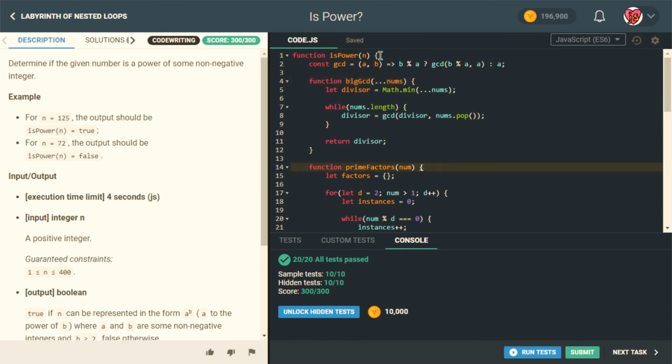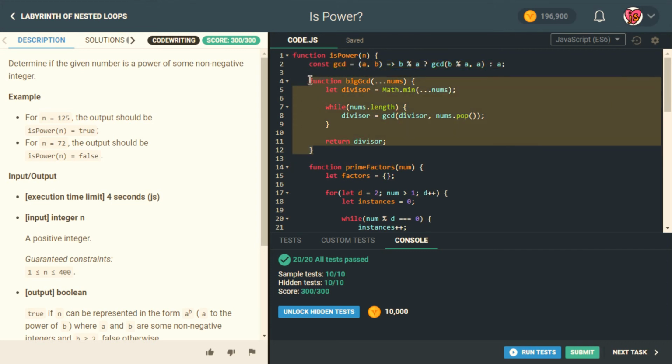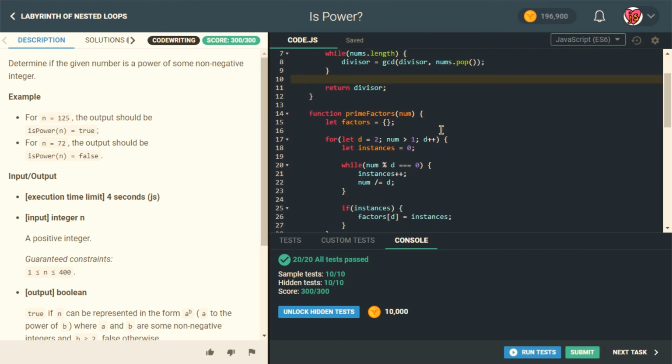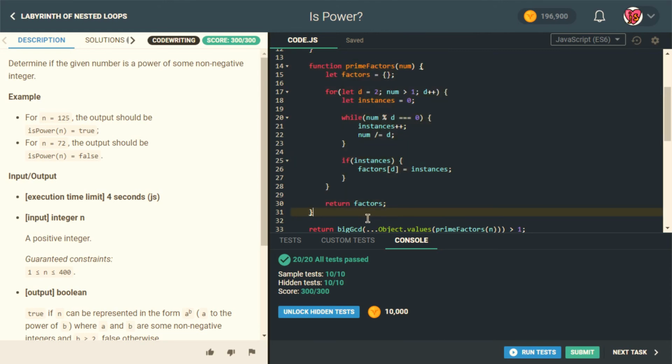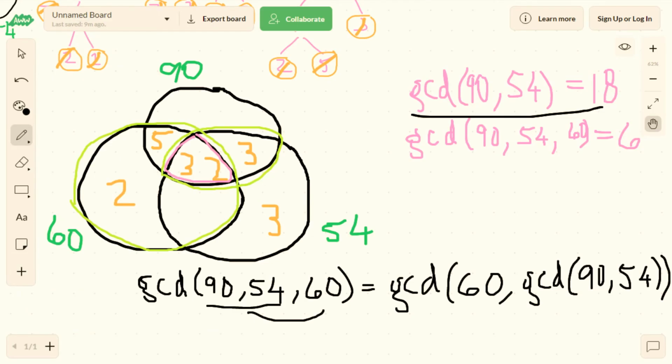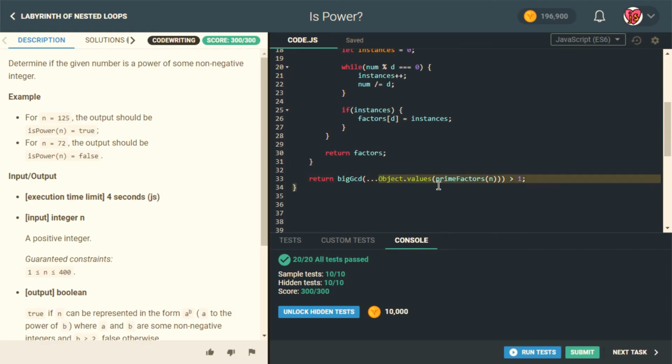So we did this all one step at a time. We have our GCD function over here. This is just for pairs. This is for arbitrarily many of these things. We also have this thing for calculating the prime factors. But you know what? As it turned out, we're actually only using the values from this thing. So I'm thinking, why bother?